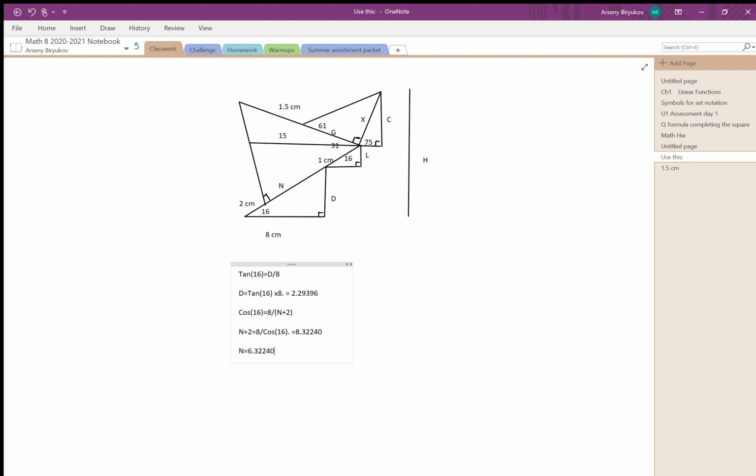Now that we have solved for n, we may begin solving for the hypotenuse of the second triangle. We must once more use cosine to solve here. Our equation shall be cosine of 31 is equal to 7.32240 divided by, in parentheses, g plus 1.5.